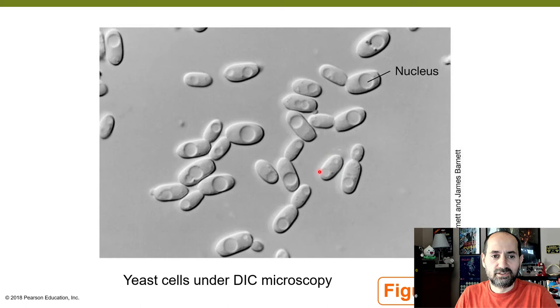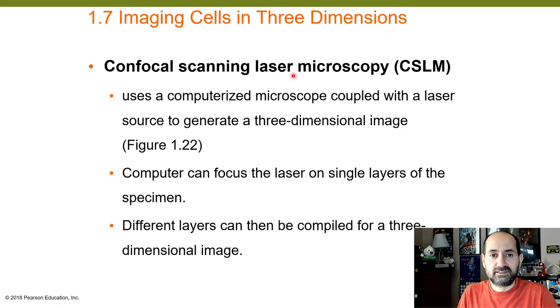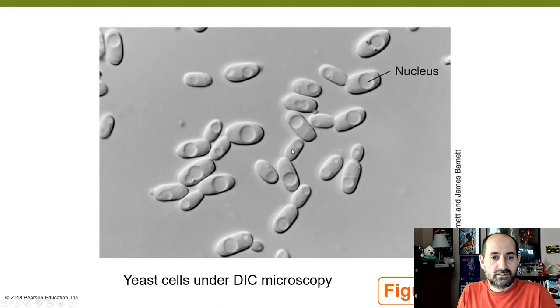Now, confocal scanning laser microscopy, this is another interesting form of microscopy that we don't have available to us in the lab. This takes the best of DIC and fluorescent microscopy and kind of puts them together.